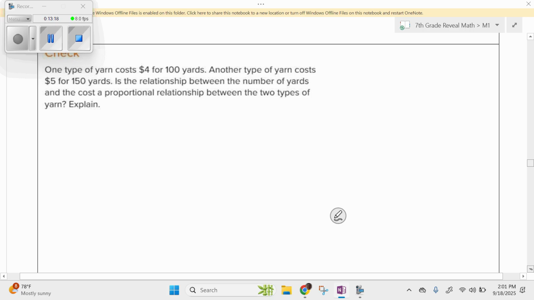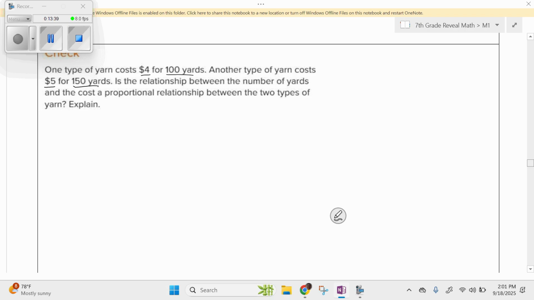Let's go. One type of yarn costs $4 for 100 yards. Another type costs $5 for 150 yards. Is the relationship between the number of yards and the cost a proportional relationship between the two types of yarn? Explain.